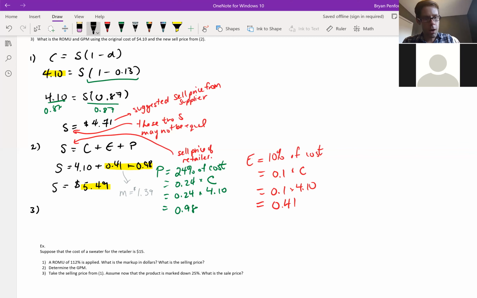And question 3 is now asking us, what's that rate? So if I take the markup, which is $1.39, and find the ratio of $1.39 to the original cost, that should be the rate of markup.